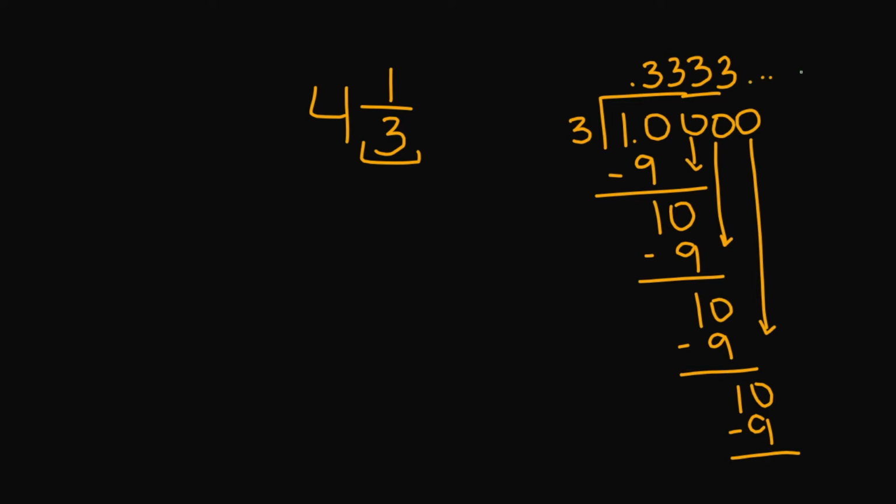So 1 divided by 3, this is going to give you 0.33 with a line over indicating that my 3's are repeating. However, we do have a 4 here, so we have 4 plus your repeating decimal. So this is going to be 4.33 with a line over the 3 here, and this is your final answer.